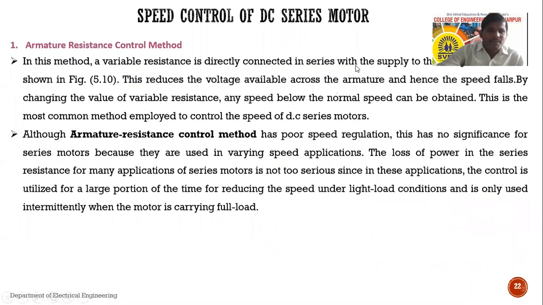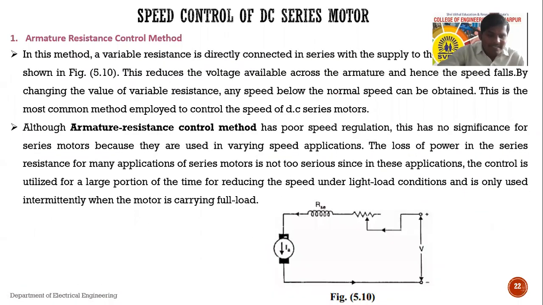Yes, sir. Okay, and the last point is the armature resistance control method. It is the last speed control technique of the DC series motor. And after that we will conclude this second unit, that is unit number two, DC machine, or DC motor. So in the armature resistance control method, we are just connecting a variable resistance in series with the armature.